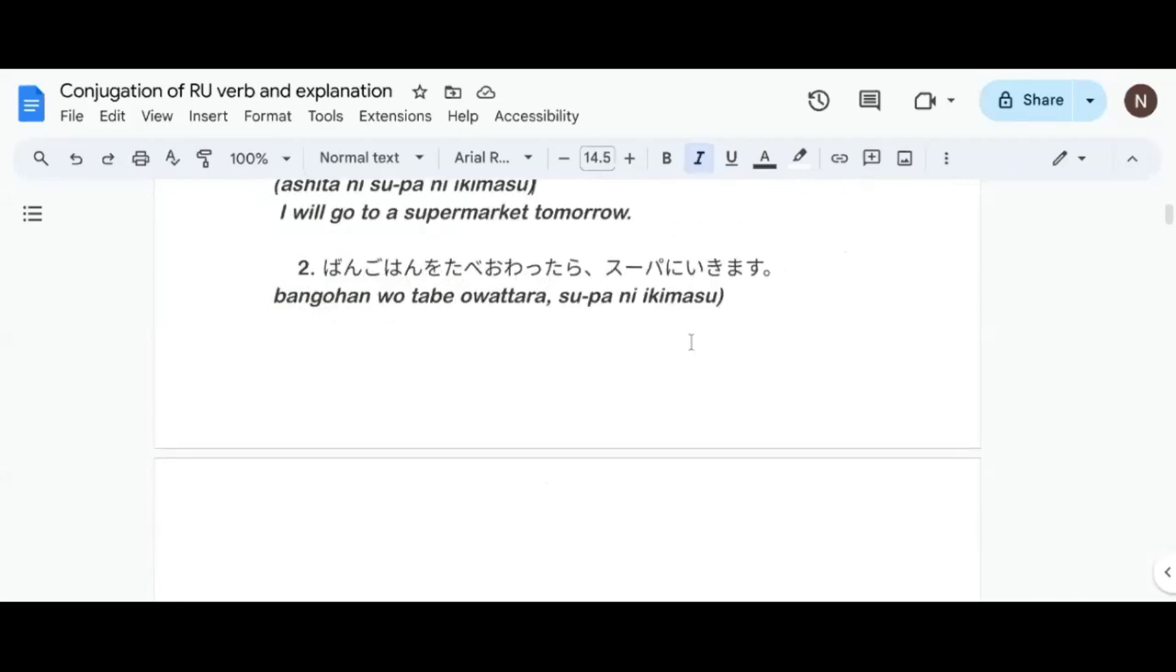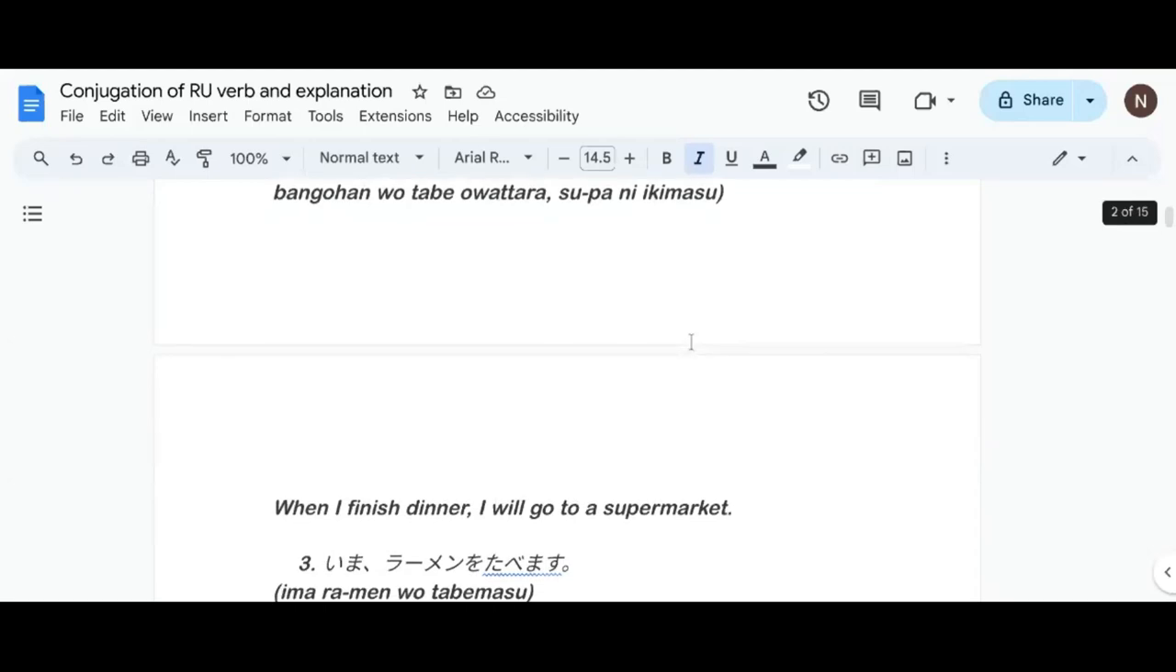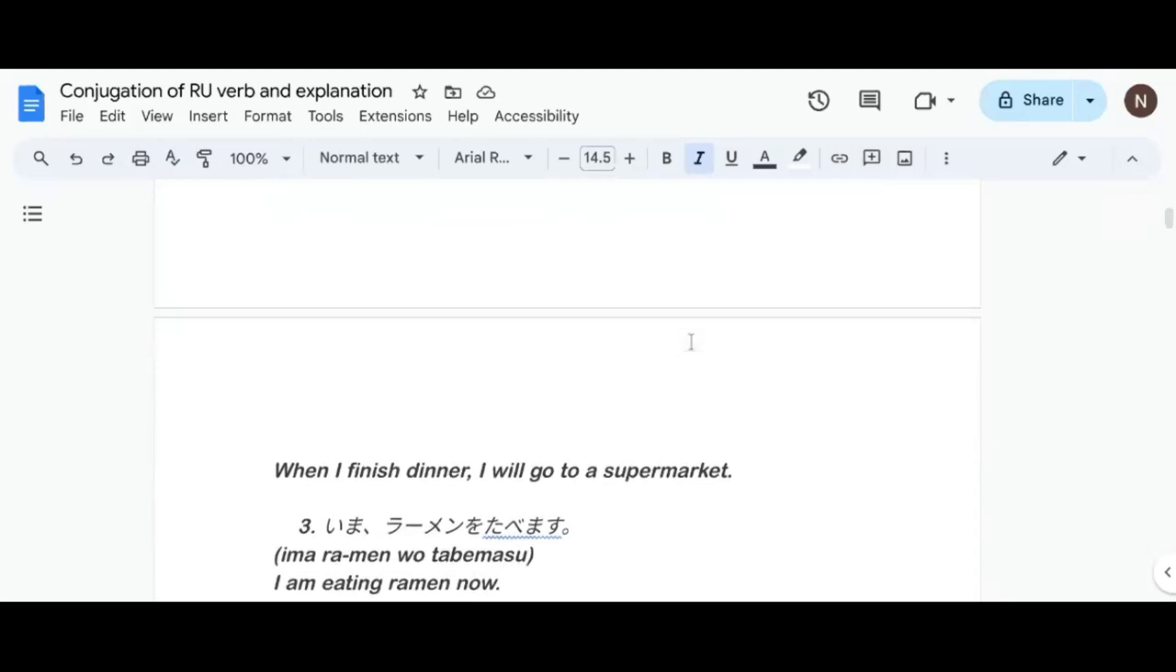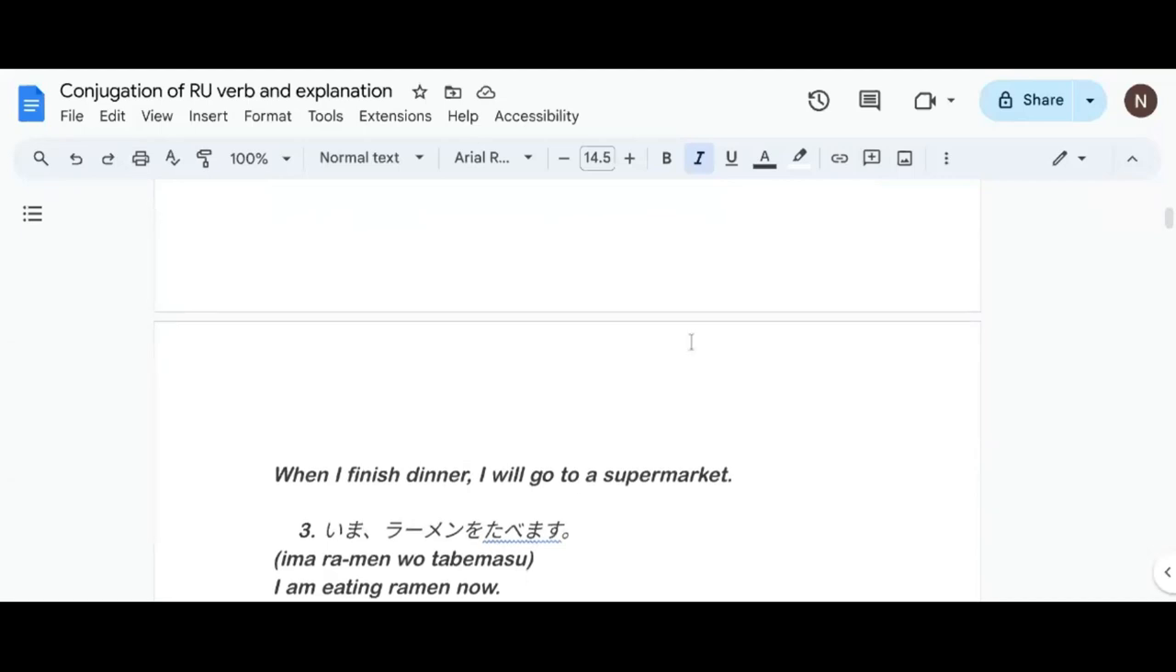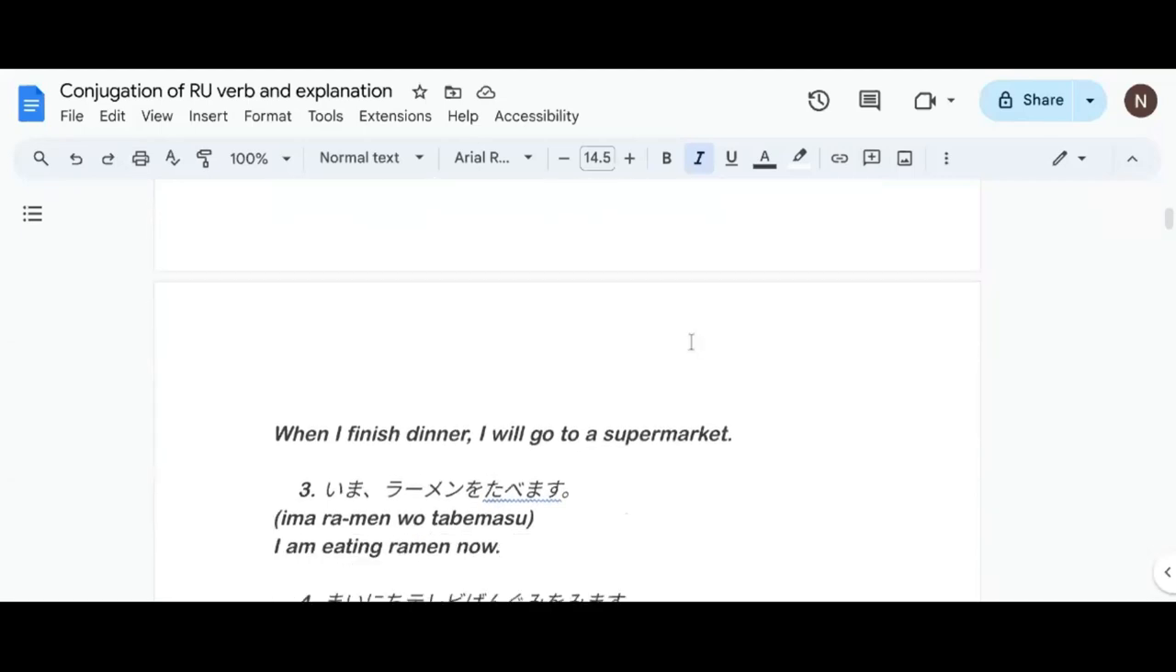Or bangohan o owattara supa ni ikimasu. After I finish my dinner, when I finish my dinner, I will go to the supermarket. Okay, that is a future action.